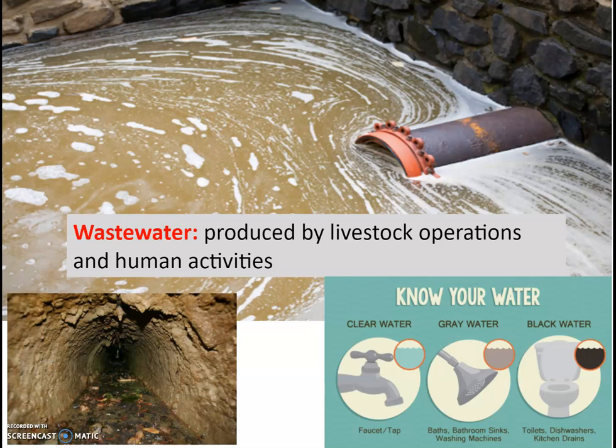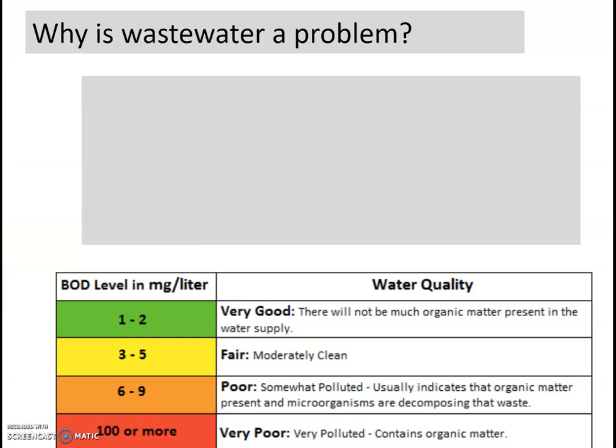Wastewater, so we're talking about sewage, which is produced by livestock operations and human activities. A quick little review of knowing your water. We know we have our clean water. We have our gray water, which comes from baths or sinks or washing machines. And then we have what we call black water, things that come from toilets or dishwashers. I think certain dishwashers could also be gray water, depending on what kind of detergent you use.